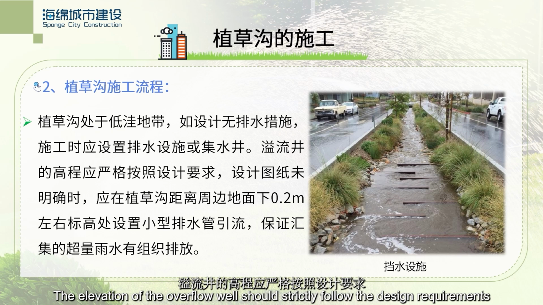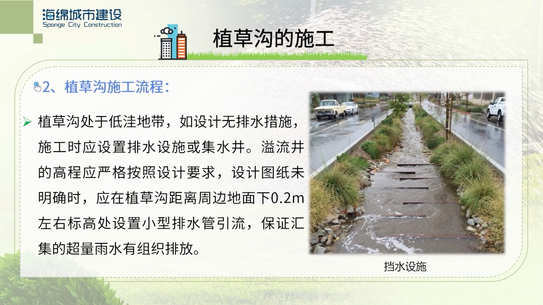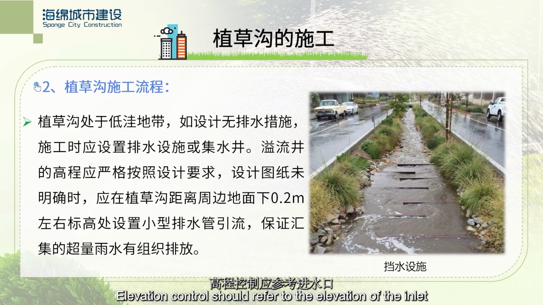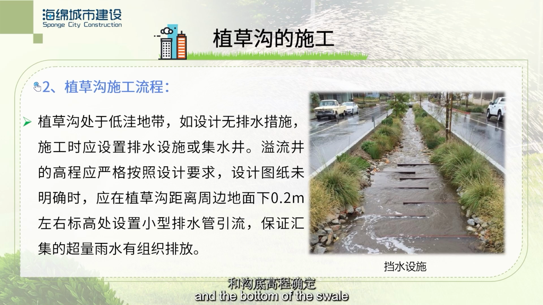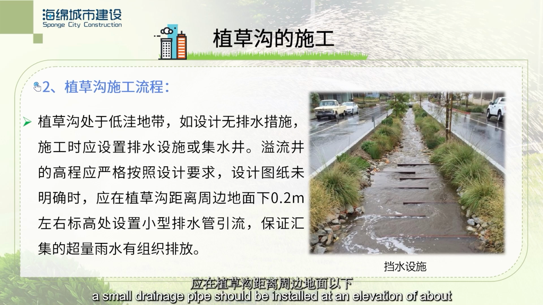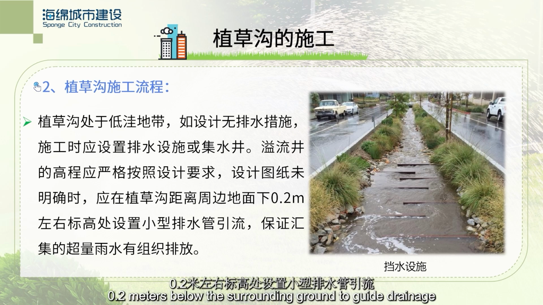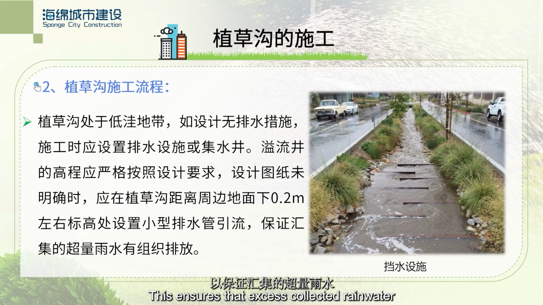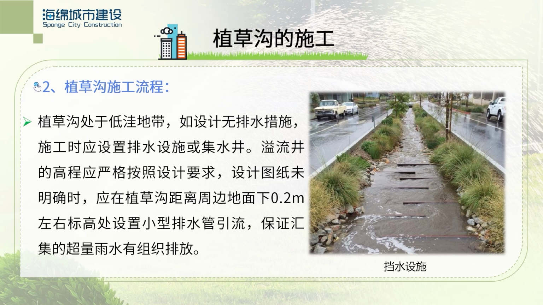The elevation of the overflow well should strictly follow the design requirements. Elevation control should refer to the elevation of the inlet and the bottom of the swale. If the design drawings are unclear, a small drainage pipe should be installed at an elevation of about 0.2 meters below the surrounding ground to guide drainage. This ensures that excess collected rainwater is discharged in an organized manner.